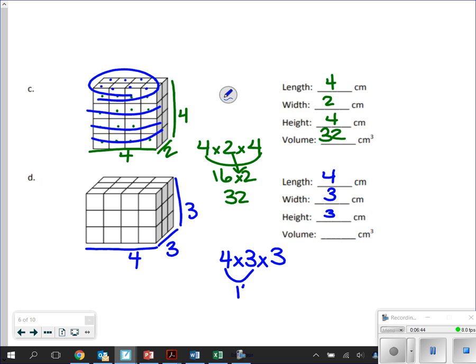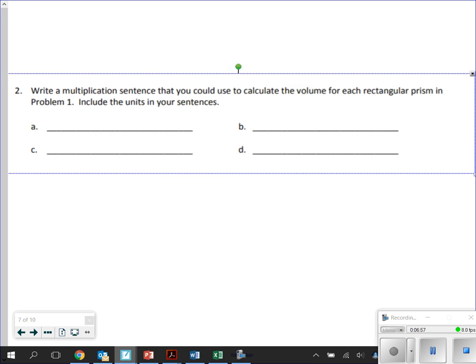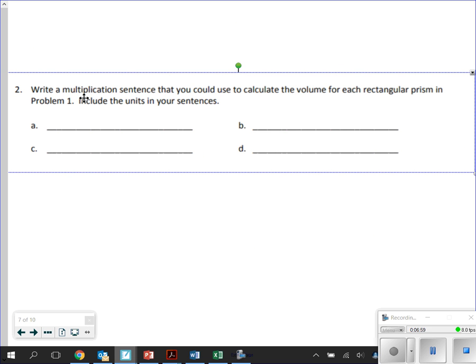So 4 times 3 is 12. 12 times 3 is 36. Okay. So that second part with number 2 is telling you to write a multiplication sentence that you could use to calculate the volume for each rectangular prism. You already did that, where it was the length times width times height. We did that because they were kind of assuming that some people would sit there and count all the cubes.